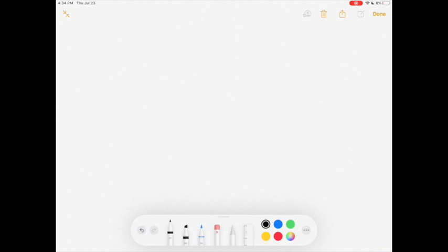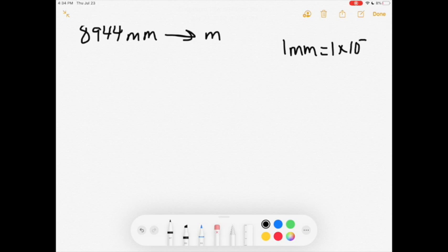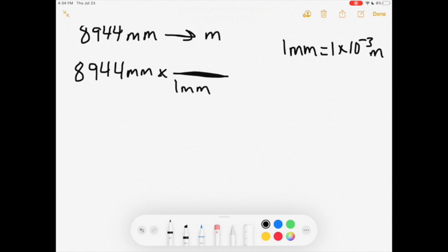Then we have 8,944 millimeters, and I want that in meters. I'm going to use my prefix as my conversion factor. 1 millimeter is equal to 10 to the negative 3 meters. So I start with my given, 8,944 millimeters. I want millimeters to cancel, so I'm going to put that on the bottom, with meters in the top. That cancels, and I get 8.944 meters for my answer.